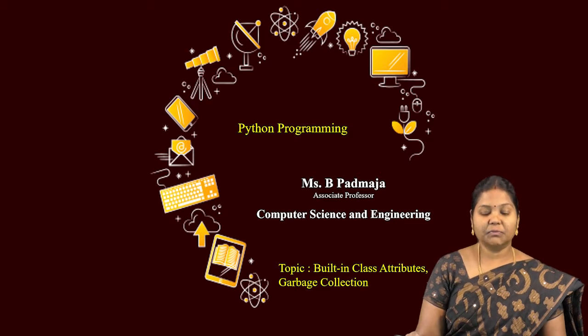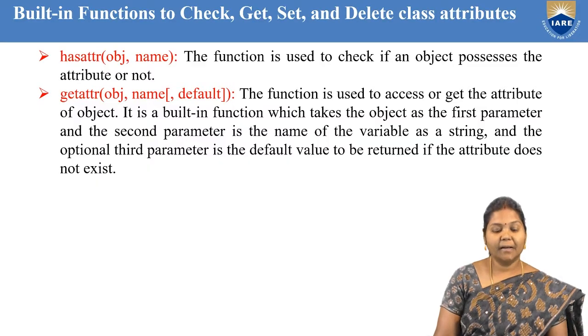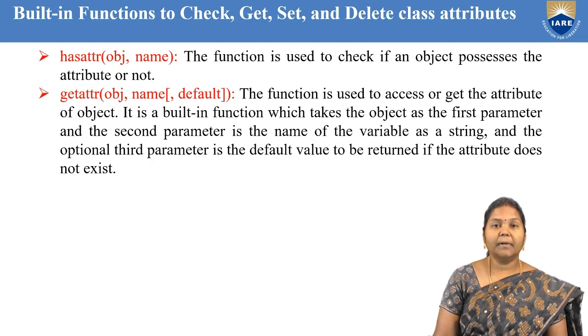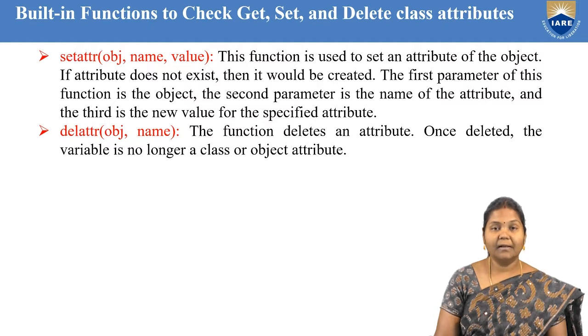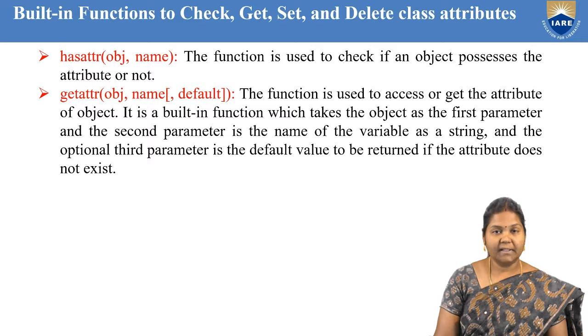Now, let us discuss today the built-in class attributes and garbage collection, how it is done in Python. Let us begin with the built-in functions to check, set, get and delete the class attributes. In Python, there are 4 built-in functions which are very popular and commonly used: hasattr, getattr, setattr and delattr. These 4 are related to working with the class attribute.